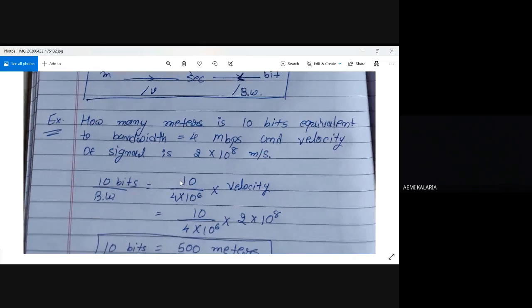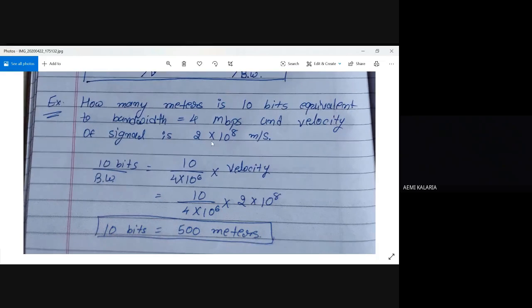So the same thing I did over here: 10 divided by 4 Mbps. So this is bits divided by bandwidth, and here multiply by velocity. Velocity is already given as 2 into 10 raised to 8. So if I simplify it, then I'll get 10 bits is equal to 500 meters. It is not a global value, but it is in terms of whatever is given. This Mbps and this velocity are given accordingly. So my 10 bits is equal to 500 meters.